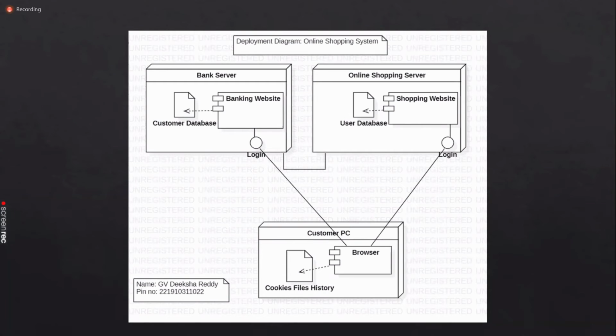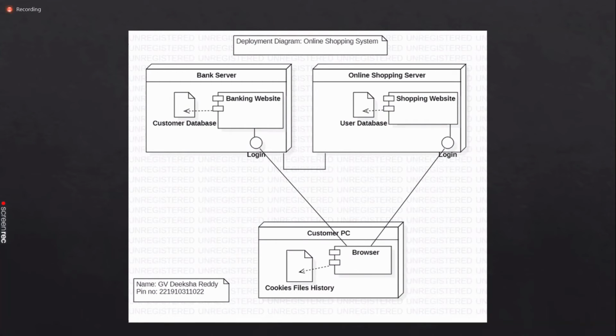Next, we have an artifact in the online shopping server called the user database. So the shopping website is connected to the user database. When a person enters his or her details, those details are verified with the already existing details in the user database.